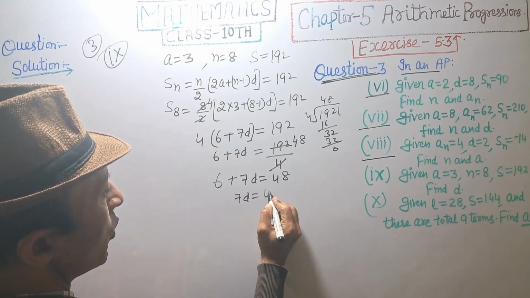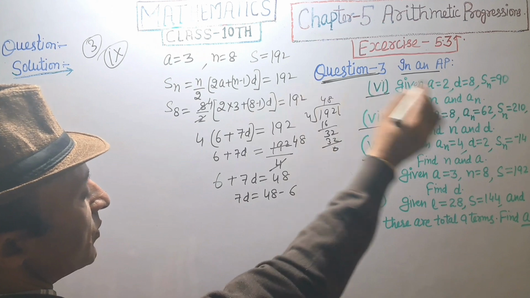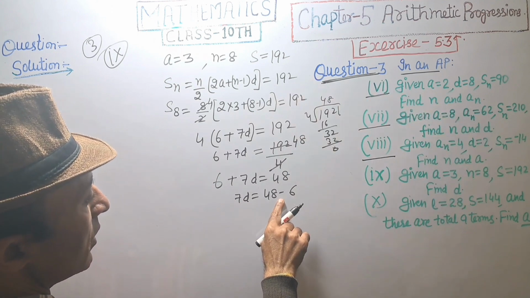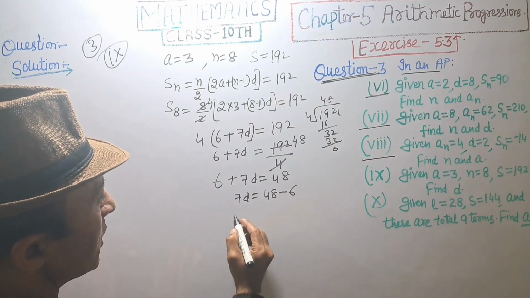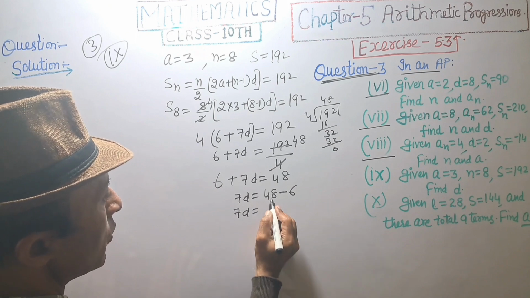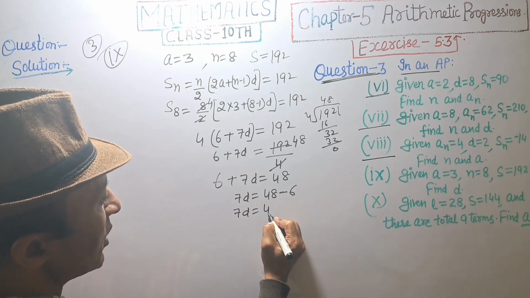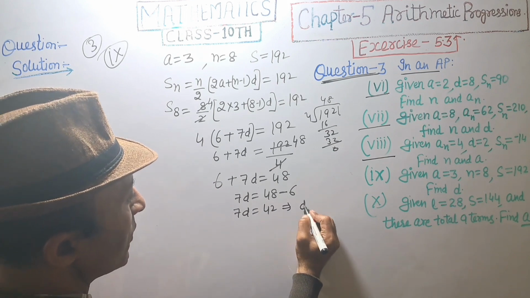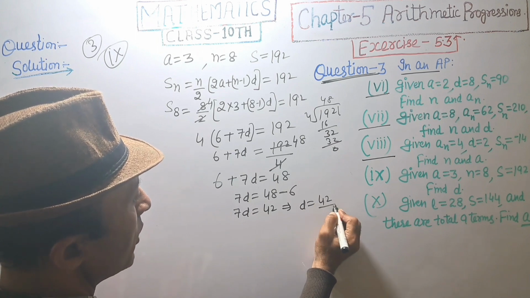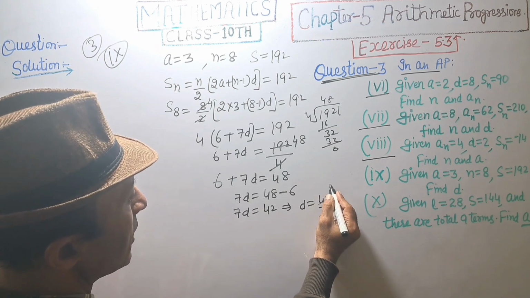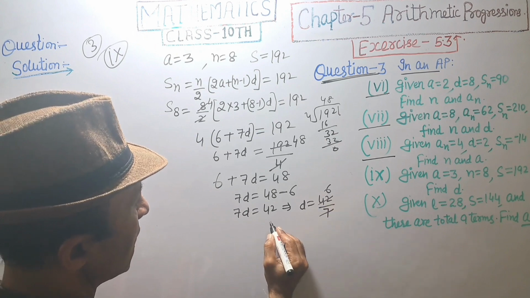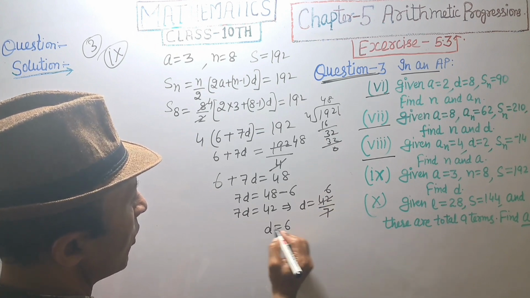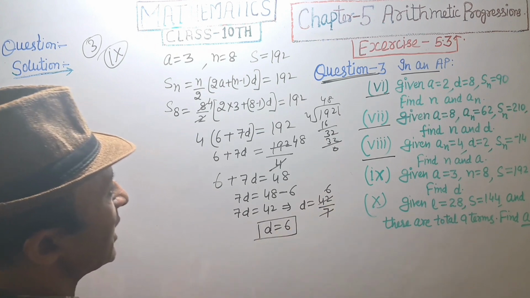7d is equal to 48 minus 6. Shifting to the right side, it becomes minus 6. 7d is equal to 48 minus 6, that is equal to 42. This implies d is equal to 42 divided by 7. 7 6s are 42, and we get the value of d is equal to 6.